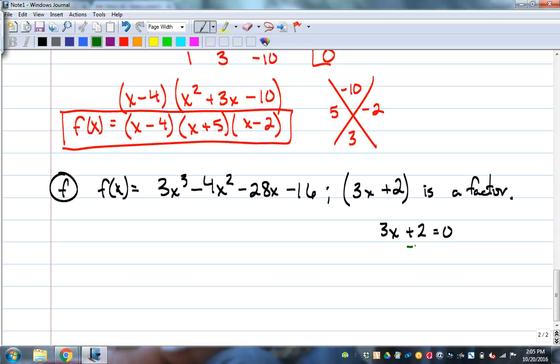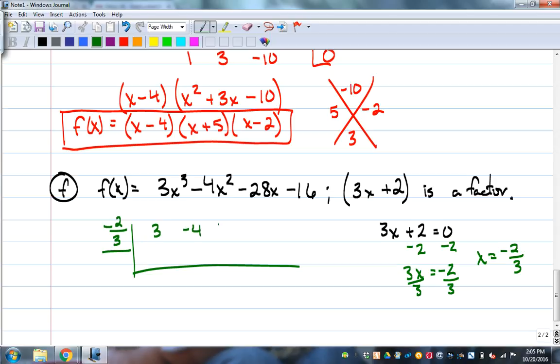So subtract 2. 3x equals negative 2. Divide by 3. x is negative 2/3. That's what's going to go on our shelf, a fraction. And that's okay. It's not bad. It's just a number. You've got a calculator.